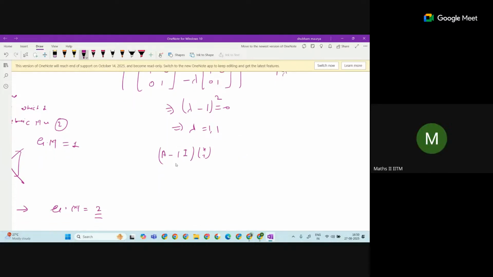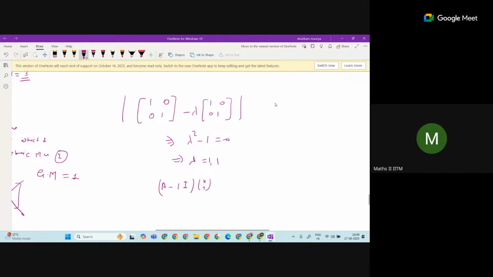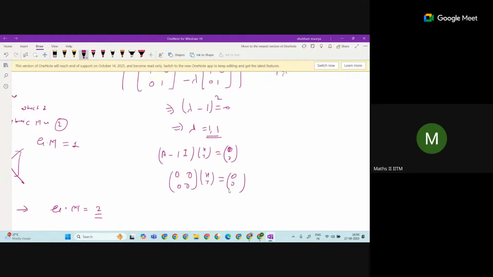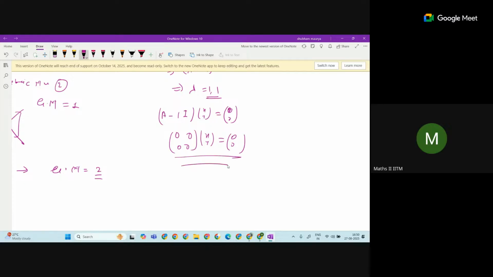So see how the eigenvalue is 1. A minus lambda I, which is A minus 1 I, gives you only the zero matrix. Now 0x plus 0y equals 0, and 0x plus 0y equals 0. It is an unlimited system of solutions, so you are not able to fix the values of x and y. They are independent values.